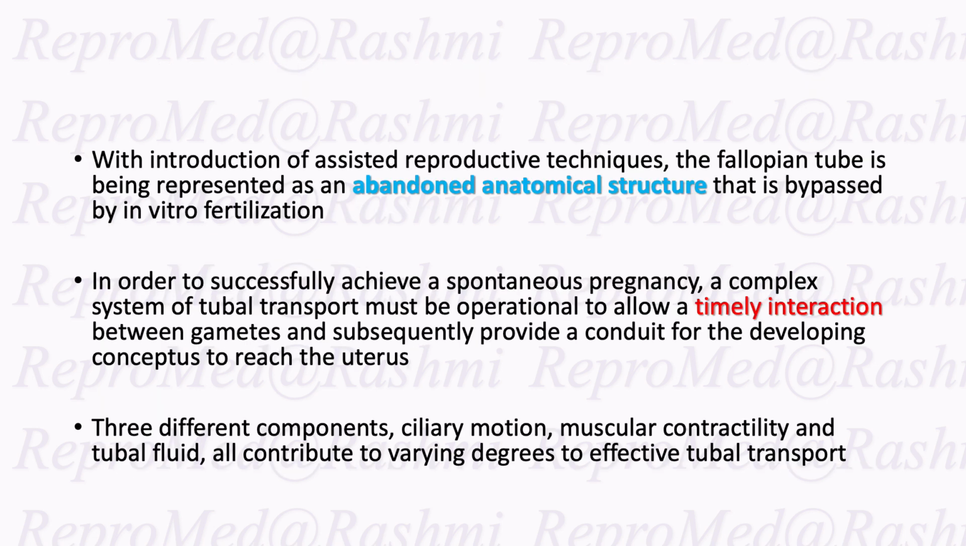But with the introduction of assisted reproductive techniques, the fallopian tube is being represented as an abandoned anatomical structure that is bypassed by IVF. In order to successfully achieve a spontaneous pregnancy, a complex system of tubal transport must be operational to allow a timely interaction between gametes and subsequently provide a conduit for developing conceptuses to reach the uterus. Three different components, ciliary motion, muscular contractility and tubal fluid, all contribute to varying degrees of effective tubal transport.